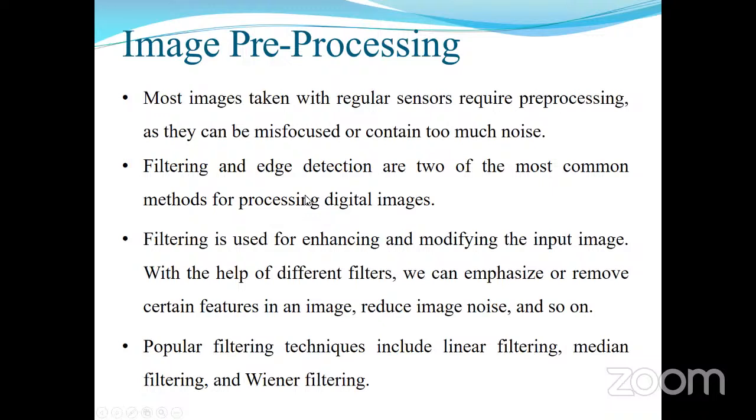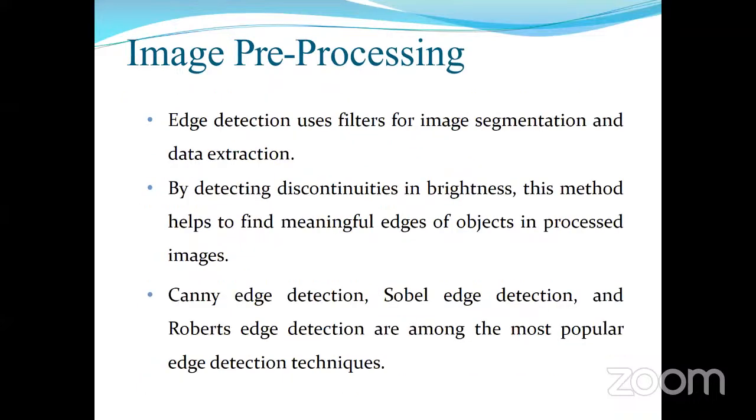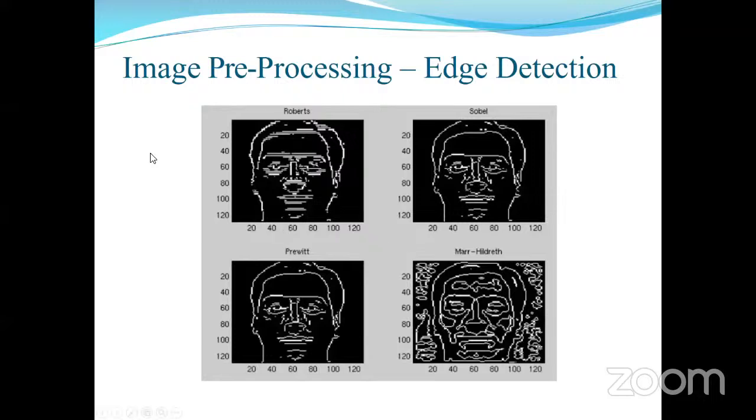Filtering and edge reduction are the most common methods for pre-processing. We can also remove certain features of the image to reduce the noise. We have linear filtering, median filtering, Wiener filter, and edge reduction operators for pre-processing the image. We have Canny, Sobel, Roberts, Prewitt. There are a lot of edge reduction operators available. With those edge reduction filters and masks, we can pre-process the image. You can see here the edge reduced image. You have an original image, and then you process it with this mask. This is the Roberts edge operator, Sobel operator, Marr-Hildreth operator, and Prewitt operator. These are the edge reduction methods for image pre-processing.